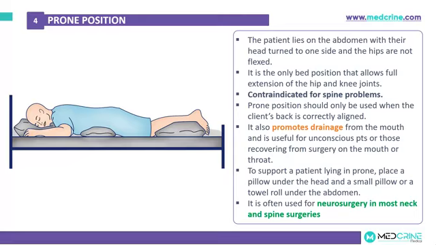It should only be used when the patient's back is correctly aligned and is known to promote drainage from the mouth, and is useful for conscious patients or those recovering from surgeries that involve the mouth or the throat. To support a patient lying in prone position, you need to place a pillow under the head and a small pillow or a towel roll under the abdomen. Prone position is commonly used in patients undergoing neurosurgery cases and neck and spine surgeries.